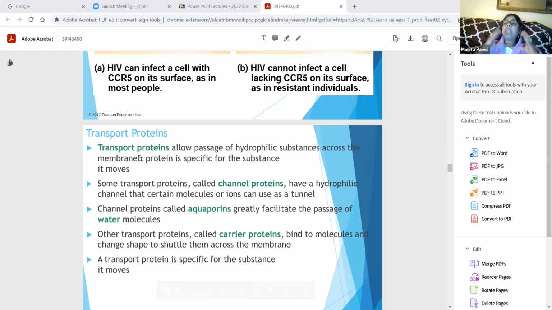Think of the word carrier, to carry us, to move across. So carrier proteins are going to bind to the molecules, and they're going to change the shape, thereby enabling that molecule to move across the cell membrane.